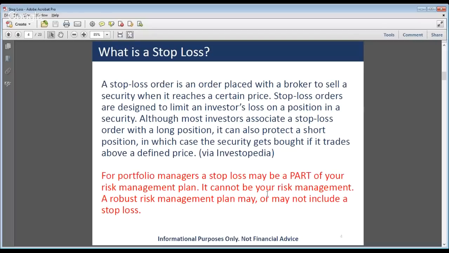So I'm going to start really high level. What is a stop loss? Many of you probably already know, but some of you might not. It's basically just an order that you place to sell a security when it reaches a certain price. Now, mainly I'm going to talk from the long side, but you can also think of it as having a stop loss on a short as well. So if you're long, this is a price where you determine that you want to sell and get out of a losing position.